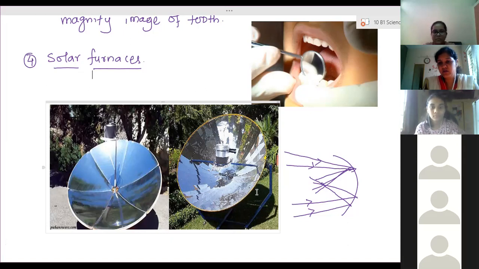Ma'am, but whatever they use must be bigger than this, because this is not much efficient. Yes, it's much bigger, and there are many units. This is a smaller one. This is for one house.